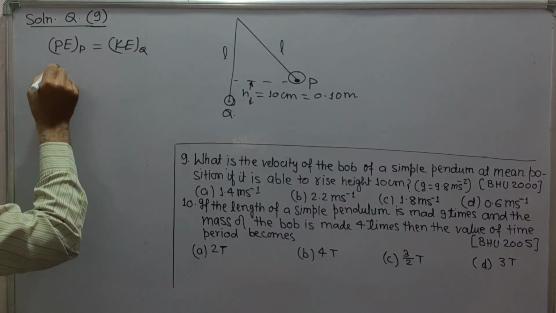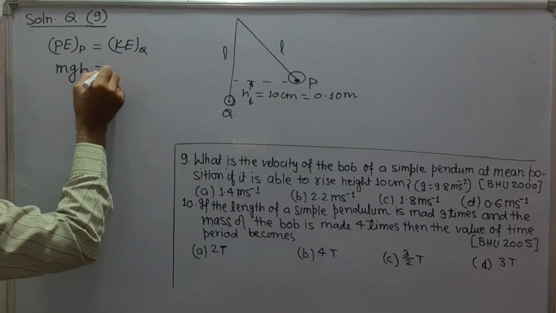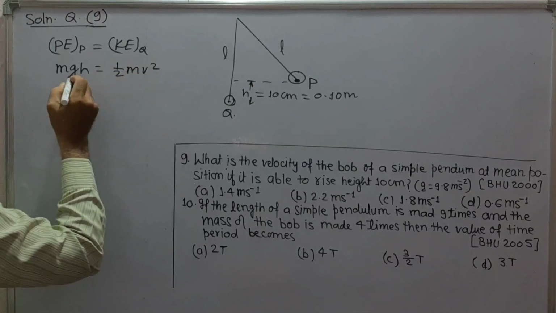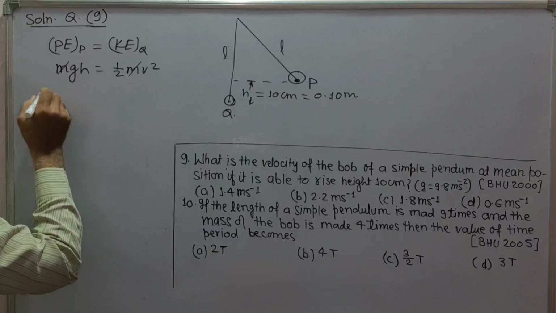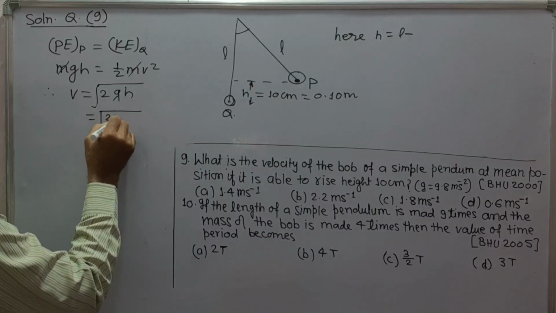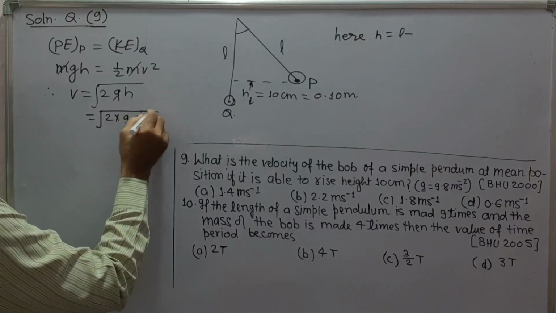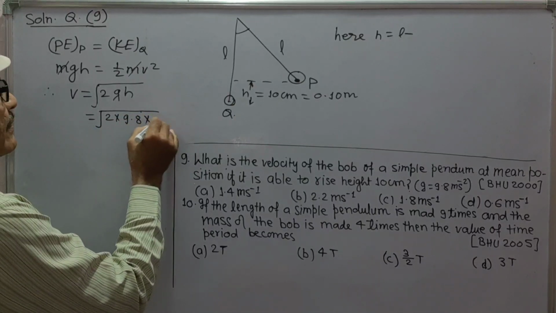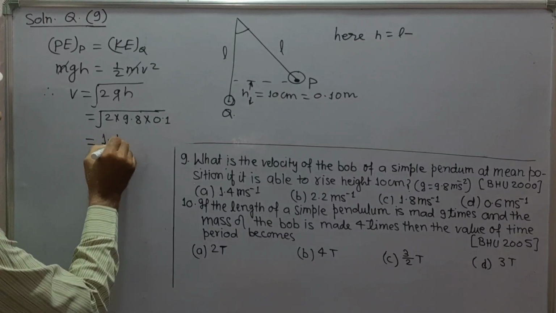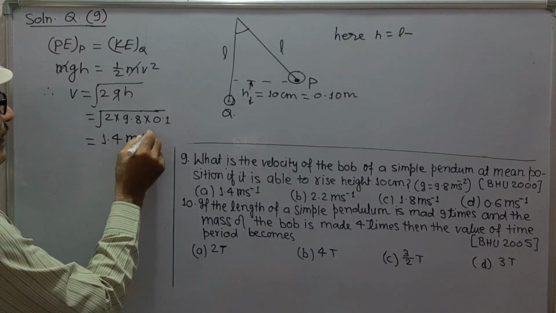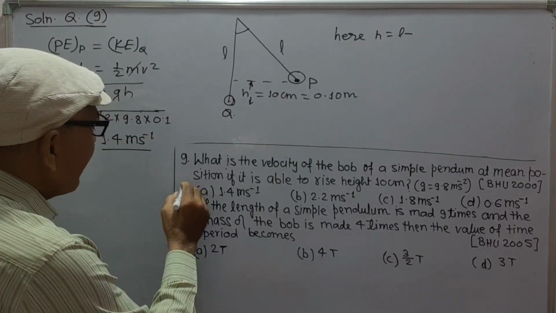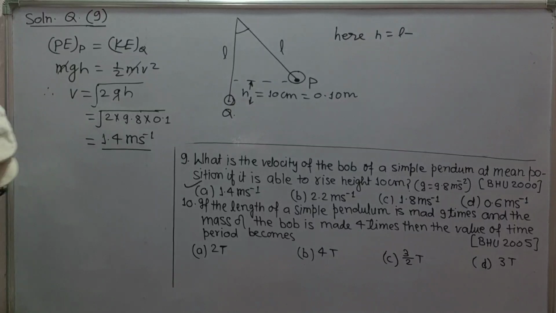Potential energy at P is mgh, kinetic energy at Q is half mv square, m cancels out, and we get v equal to under root 2, G is 9.8 and H is 0.1. So 1.4 meter per second. So the correct option is A, 1.4 meter per second.